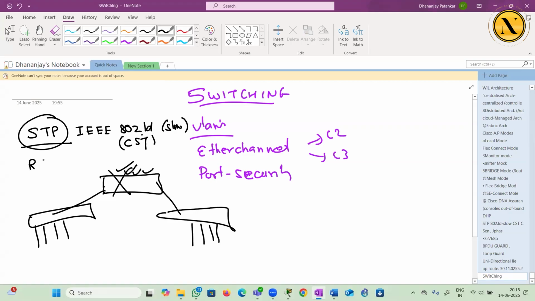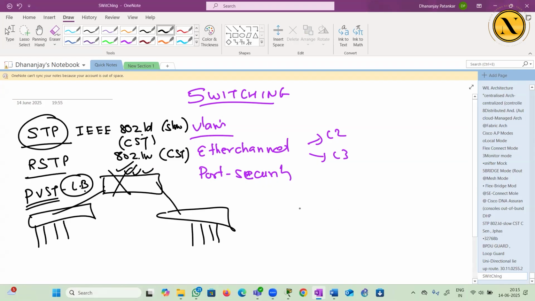Then we talked about RSTP, remember? Rapid spanning tree protocol. It does the same things, but it does it fast, right? IEEE 802.1w. But again, CST, common spanning tree, so no load balancing. Then we talked about PVST. Now this means load balancing, right?